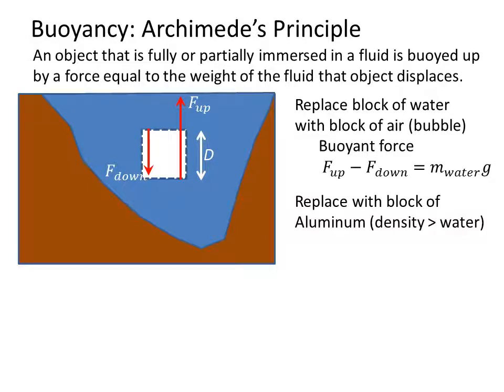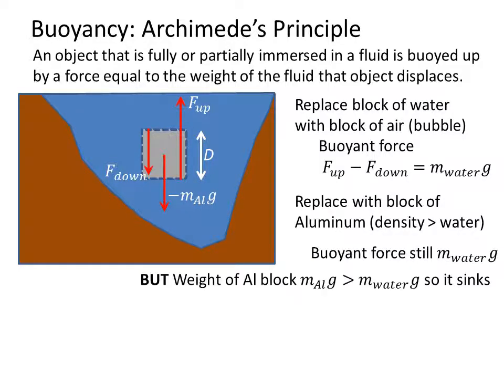So if we replace this empty block with a block of aluminum whose density is greater than water, then we have a new weight for the block of aluminum, and it's bigger than the weight of the water, but the buoyant force is still the mass of the water times g. The weight of the aluminum block is bigger than the weight of the water, so the mass of the aluminum times g is greater than the mass of water times g, so the block will sink, which shouldn't surprise you.